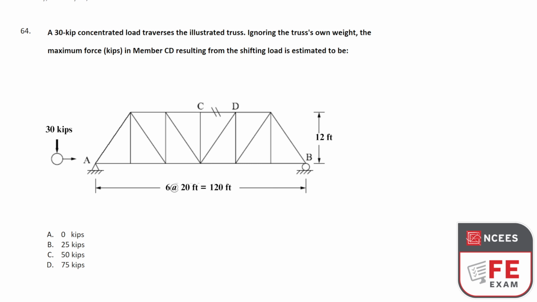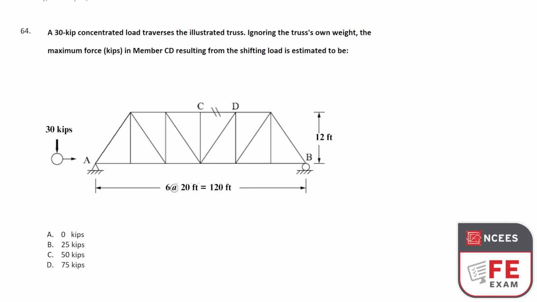So this 30 kips is the concentrated load they're talking about. Let's call it P. Now the truss is a simply supported truss with a pin at one side and a roller at the other side. As this concentrated load travels across the truss, the reaction forces at A and B are going to keep changing. Now in the question they want us to find the maximum force in the member CD.